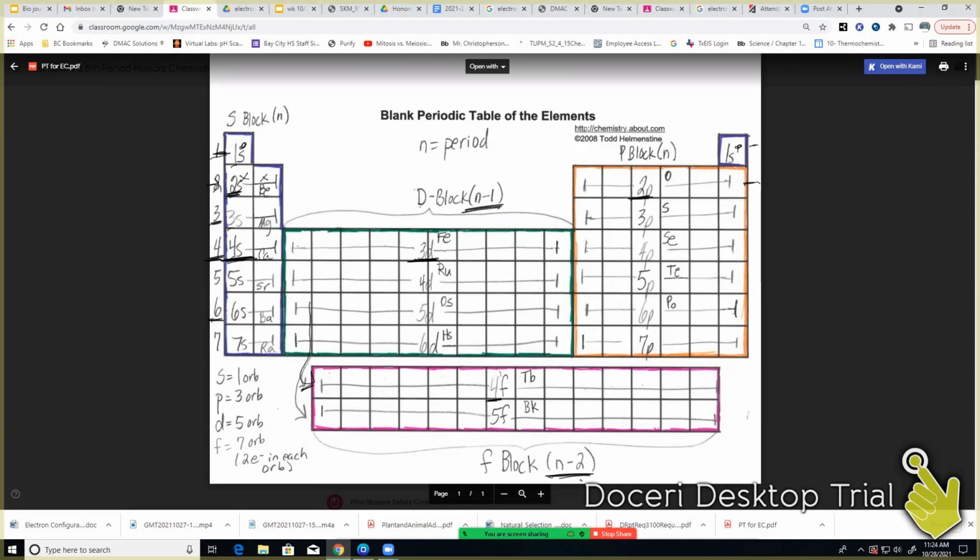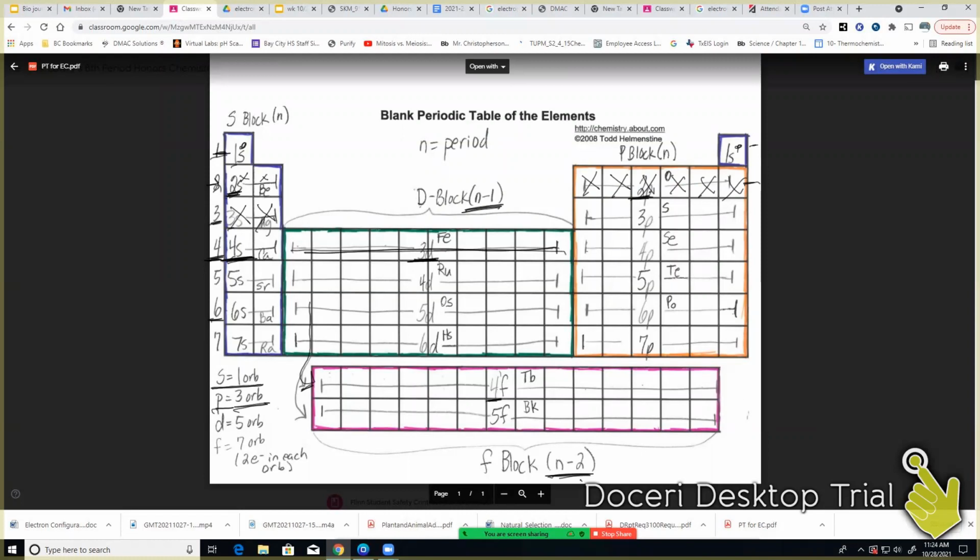We talked yesterday about the fact that an S has only 1 orbital and it can hold 2 electrons. That's why all of your S's have 2 boxes. My P's have 3 orbitals, and each one can hold 2 electrons. So for my P's, if I count across 1, 2, 3, 4, 5, 6, representing the 6 electrons. My D's, 5 orbitals, so 10. If I count across there, I have 10 boxes.